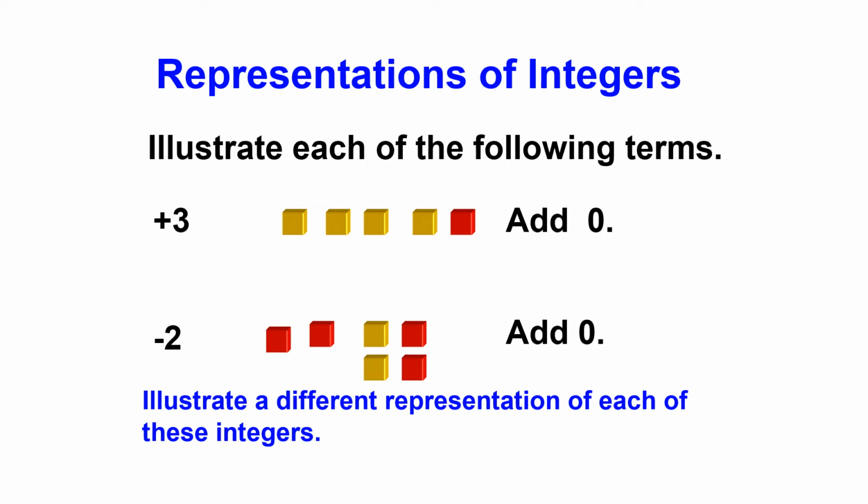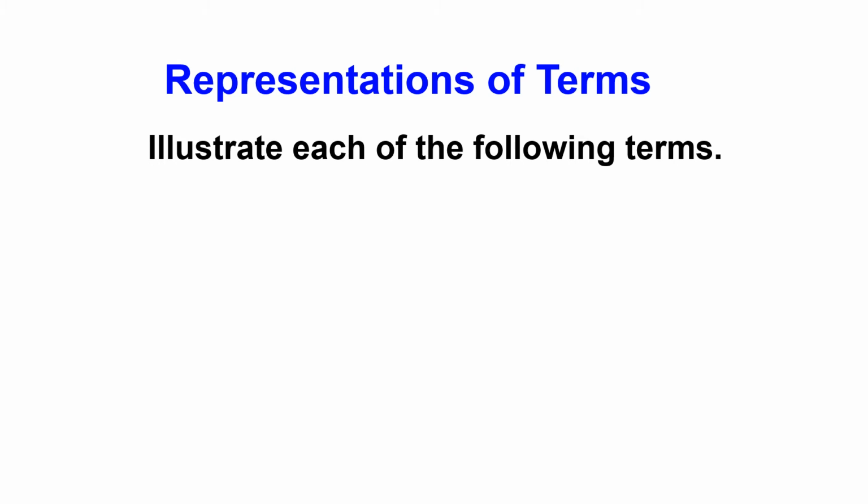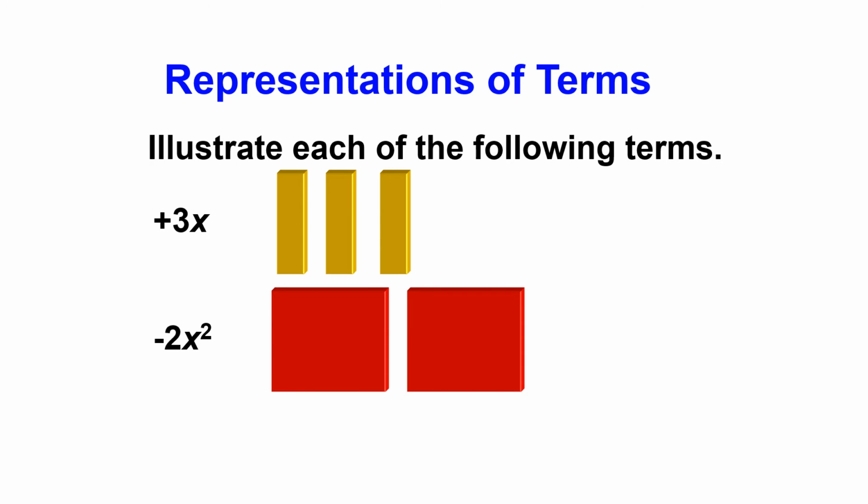All right, let's look at the next slide here. Representations of terms. Illustrate each of the following terms. So there's 3x's, no problem, right? What about negative 2x squared? That would be the red one, but there would be 2 of them. Now collecting like terms. Let's put all this information together.